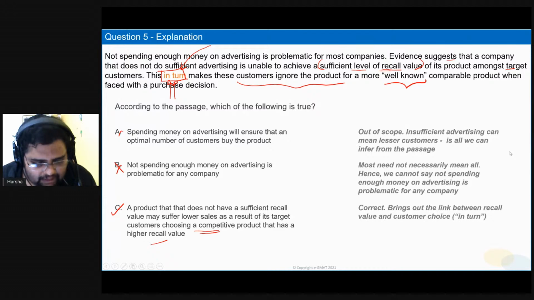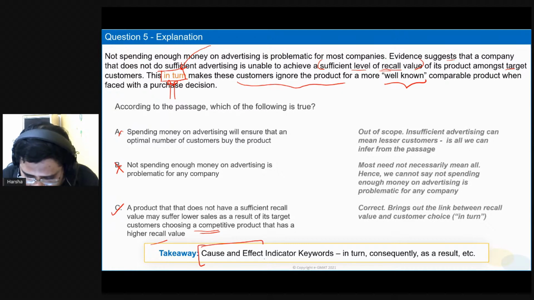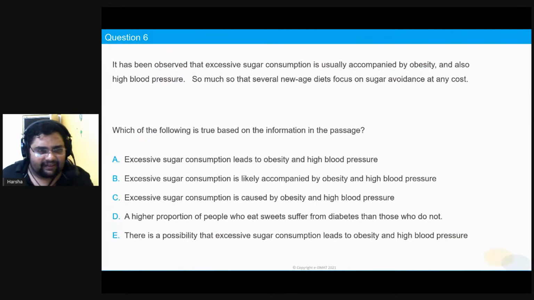Let's go to the next question. So key takeaway is, you always have these cause and effect indicators. You need to always keep an eye out for these ones as well. The minute you see something like as a result, that should set your alarm bells ringing. All right. So now let's get to question 6. So this is one of my favorite ones.